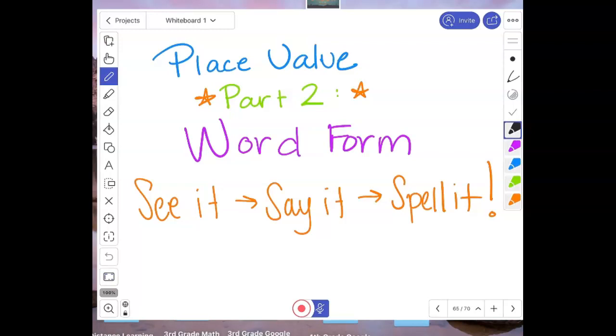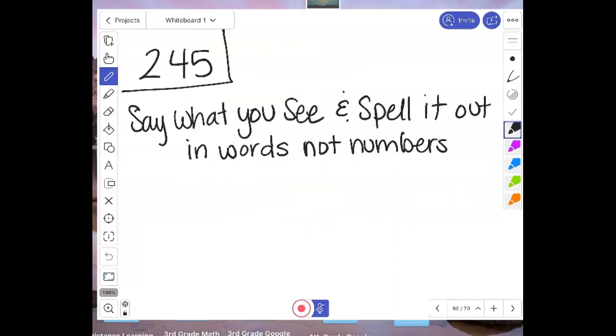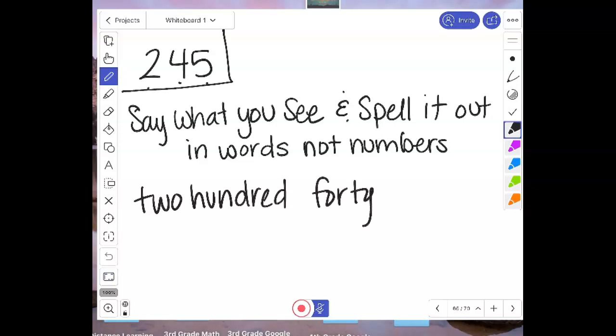Really, all this comes down to is see the number, say it the way you see it, and then spell it the way you said it. So let's look. So here's my number. I'm going to say what I see and spell it out. I see 245. So that's what I'm going to write in words. 245. Piece o' cake.